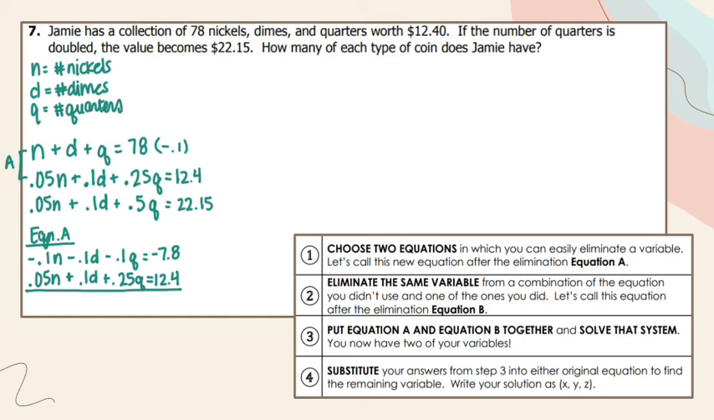Then we add them together. The d's we know are going to cancel. So negative 0.1 plus 0.05 equals negative 0.05n. And then negative 0.1 plus 0.25 is going to give us plus 0.15q equals negative 7.8 plus 12.4, which is 4.6. So this is equation A.